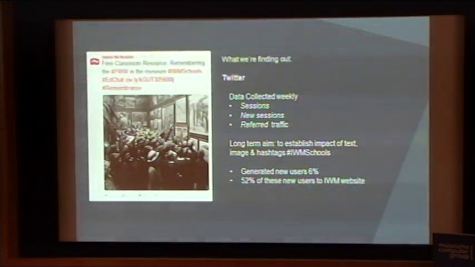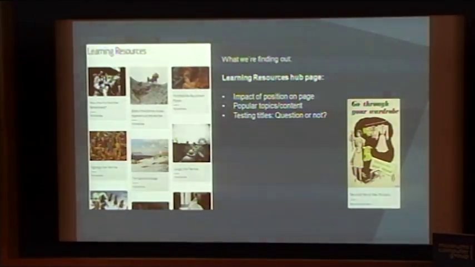But since we started tweeting, we've generated 6% more users to the learning resources part of the website, and 52% of those people are new users to the IWM website. What we're also finding out is this is the hub page where you can click on each link to a resource. So we're looking at the position on the page. Do people scroll right down to the bottom or just go to the top? What are popular topics? What content do they want?